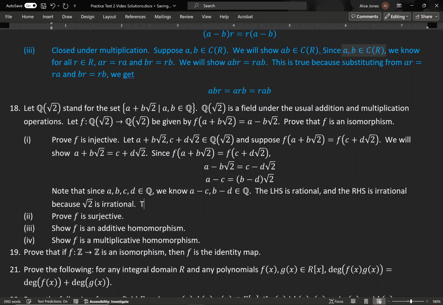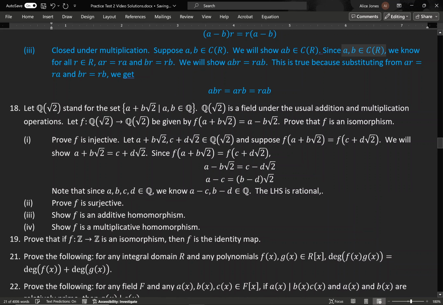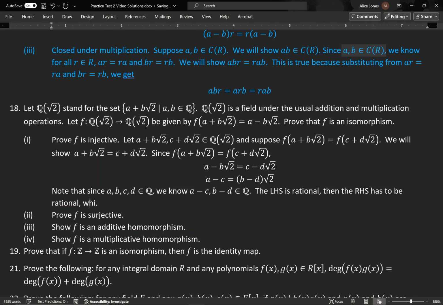This can only be true if actually the right-hand side was 0. So we had 0 times square root of 2. And then if that's the case, we would have also had to have 0 on the right for both sides to be equal. So both left-hand side and right-hand side are 0. That's the only way we can get this right-hand side here to be rational. We know the left-hand side is rational, then the right-hand side has to be rational as well. Maybe that's the more correct way to say it. So the left-hand side is rational, then the right-hand side has to be rational, which can only happen if it is 0.